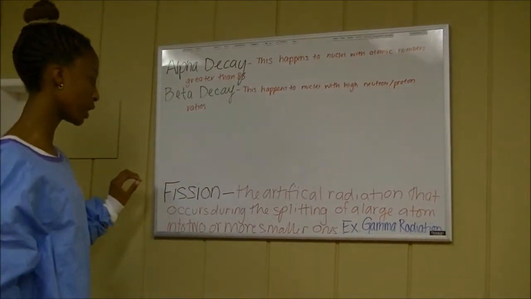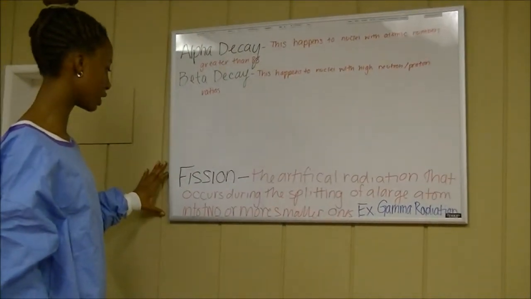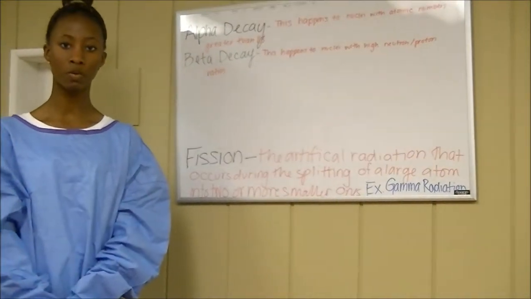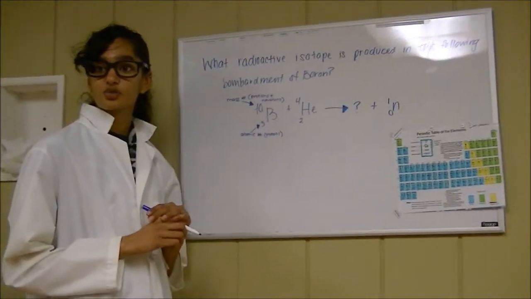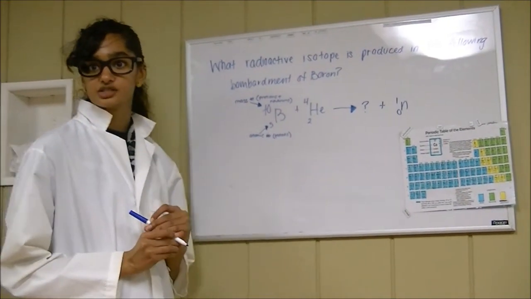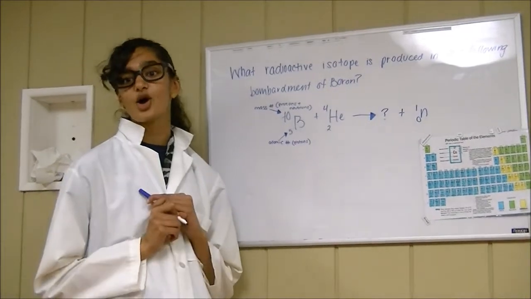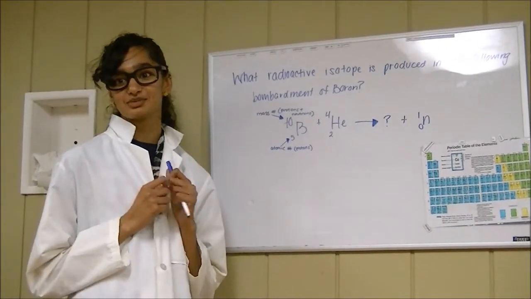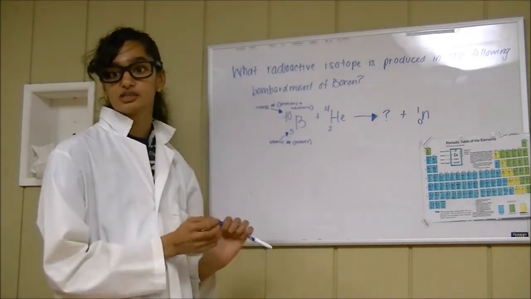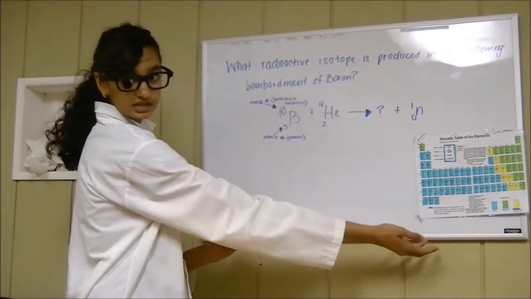Fission is the artificial radiation that occurs during the splitting of a large atom into 2 or more smaller ones. An example of this would be gamma radiation. Now that we know all these different reactions, we can take a look at writing equations. I know it sounds hard and awful, but you'll be pleasantly surprised that it's most simply addition, subtraction, and some common sense regarding the periodic table.